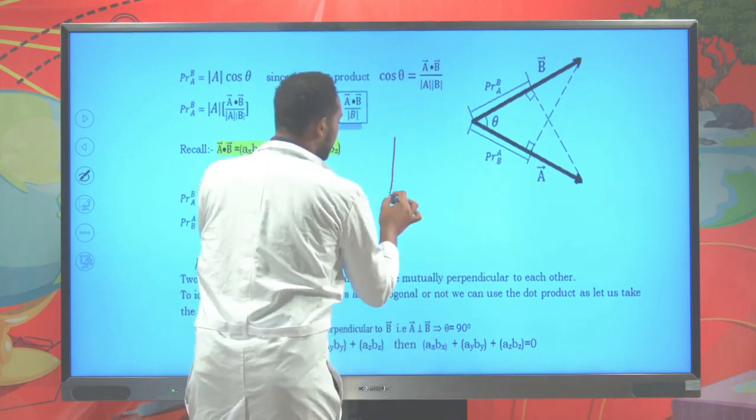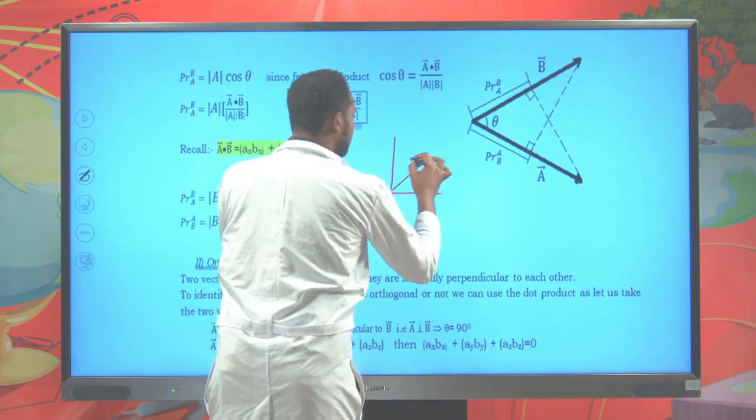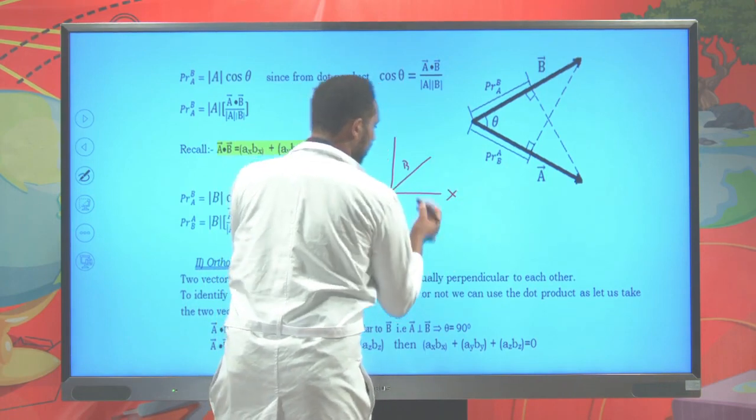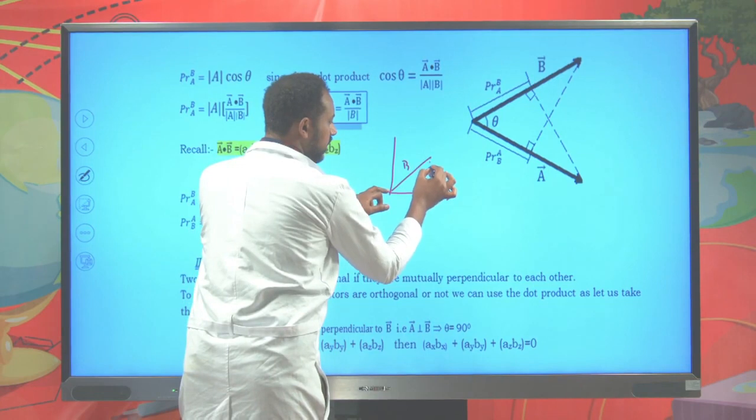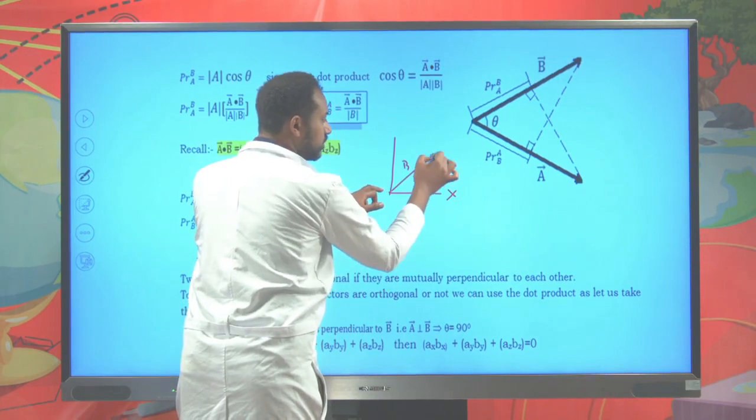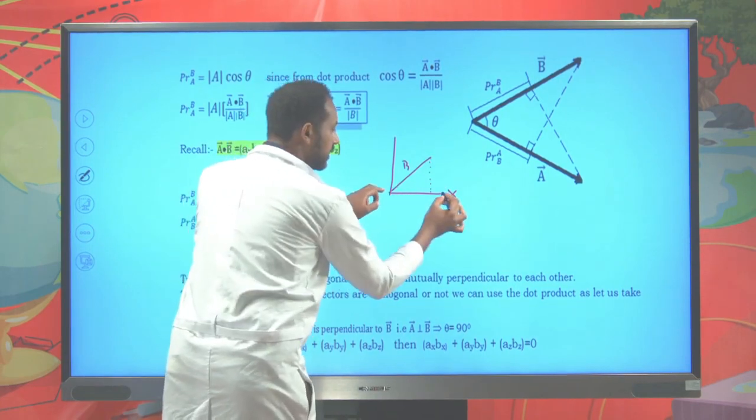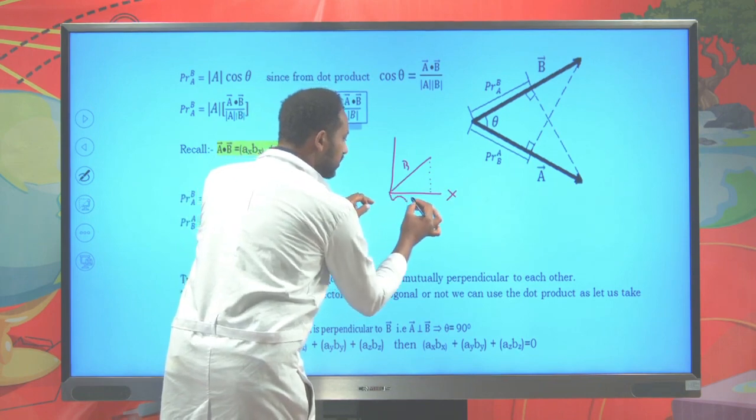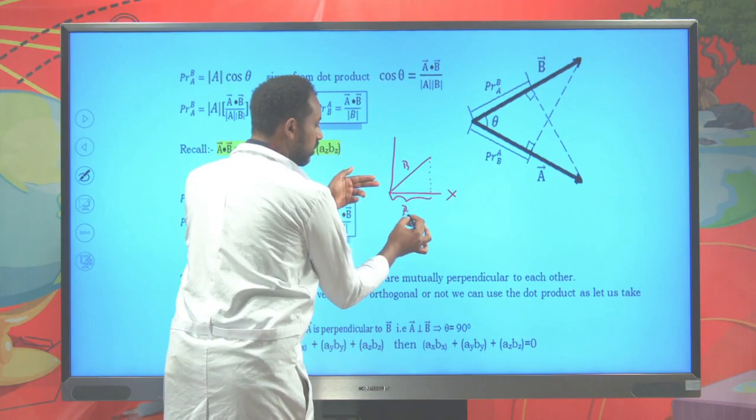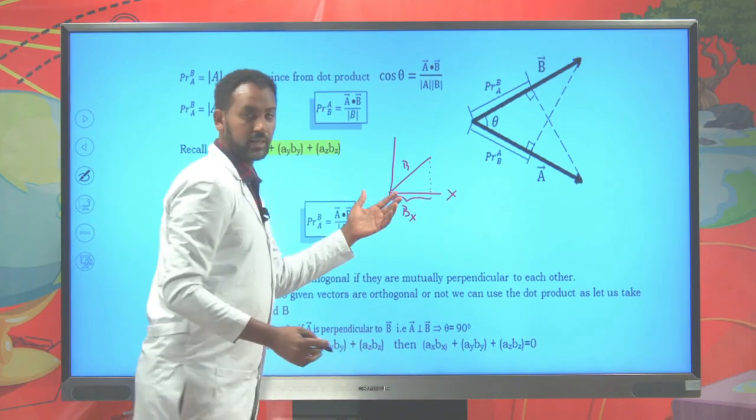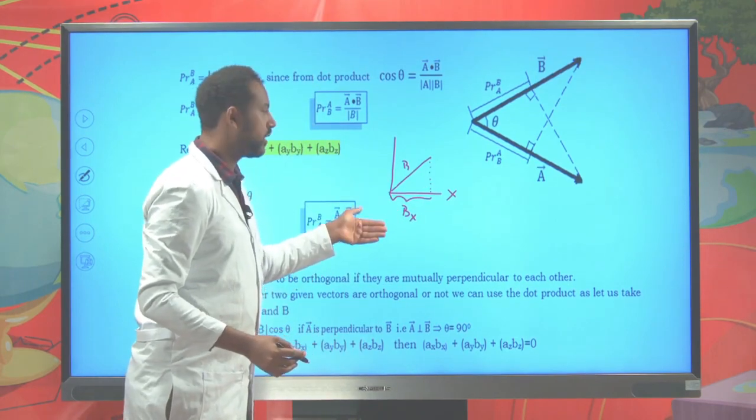Previously, we have given that it's possible to project vector b onto x or y. Whenever you are trying to determine the projection of this vector along the x-axis, you have to drop a perpendicular line to the x-axis. And the distance from this to this is called the projection of this vector along the x-axis, or the component of vector b along the x-axis. This was the usual trend, the well-known trend.